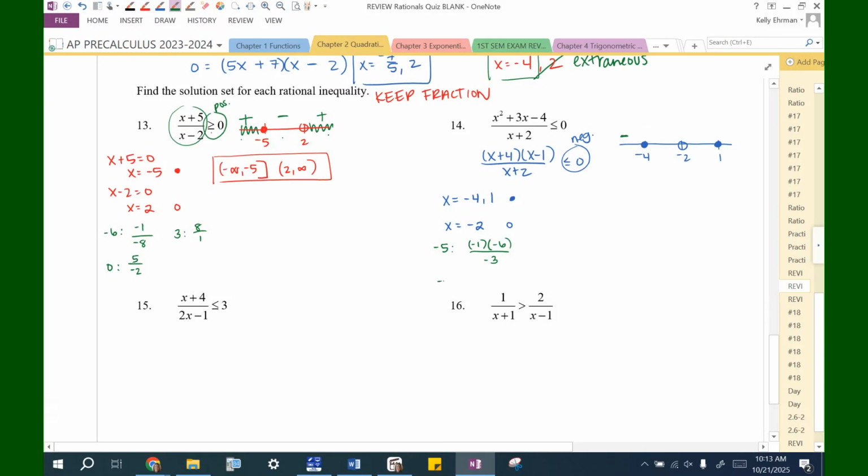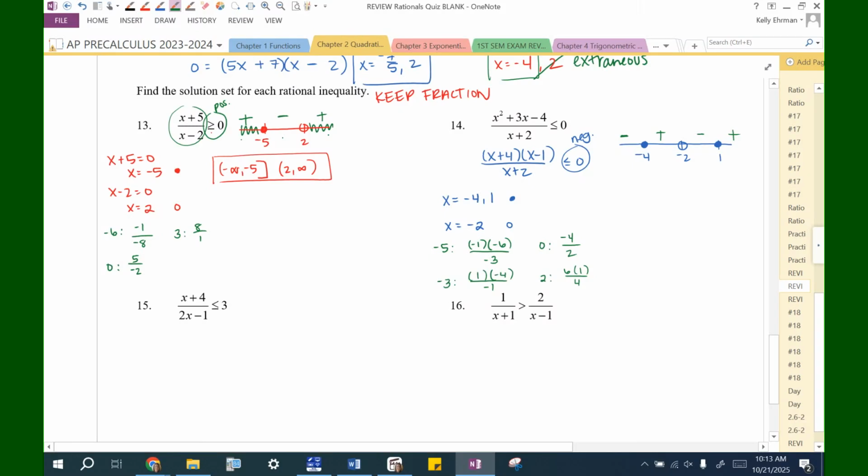Plug in -3 into the factored version, you get -3 plus 4 is 1. -3 minus 1 is -4. -3 plus 2 is -1. A negative divided by a negative is positive. Plug in 0. 4 times -1 over 2. It's negative. Plug in 2. 6 times 1 over 4, positive.